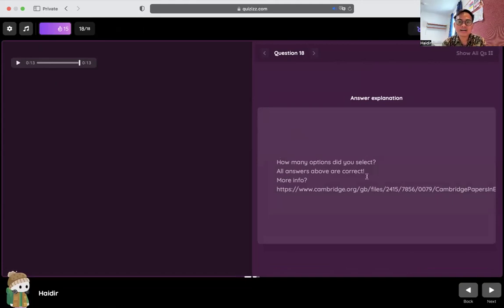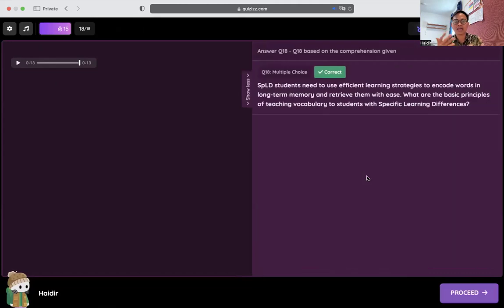And again, this is also still considered a multiple choice, but I made it more challenging because the answer key is not only one or two, but all the options.